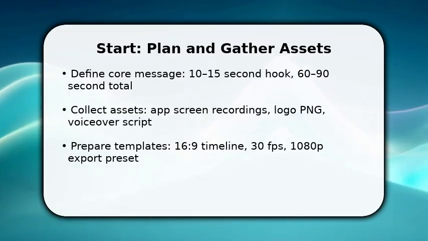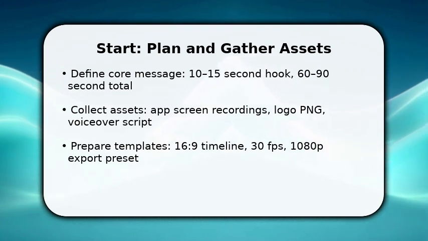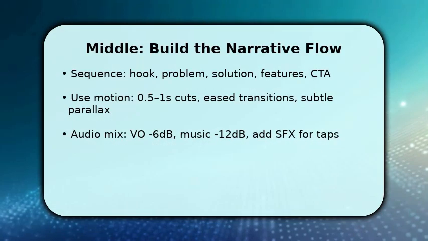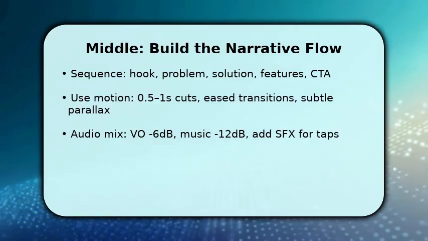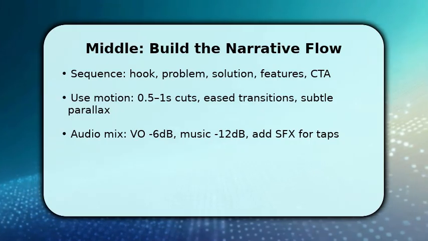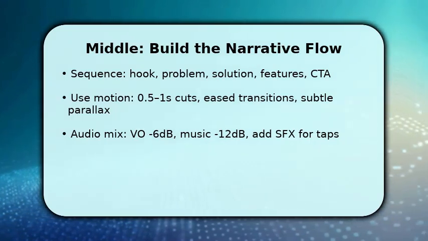Then open your editor. Set a 16:9 timeline at 30 FPS and 1080p, and import all assets to start building the first sequence. You now assemble the narrative. Lead with the hook, show the problem, and reveal your app as the solution. Arrange clips with 0.5 to 1 second primary cuts and ease transitions for clarity.